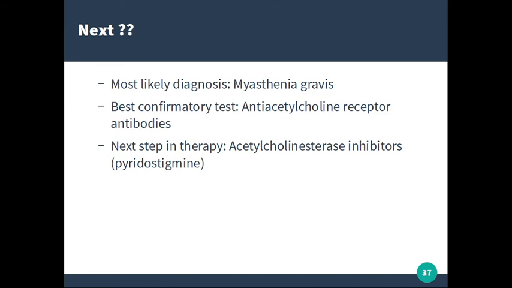So, next, what are we going to do? We have to think of the sieve method, where we think about what is the diagnosis, what is the cause, and is there a neurological problem? Yes. In this case, we have Myasthenia gravis, the most likely diagnosis because of the fatigability. The best confirmatory test would be the acetylcholine receptor antibody, and the next step would be giving treatment to prevent the breakdown of acetylcholine by the enzyme acetylcholinesterase, by giving pyridostigmine.